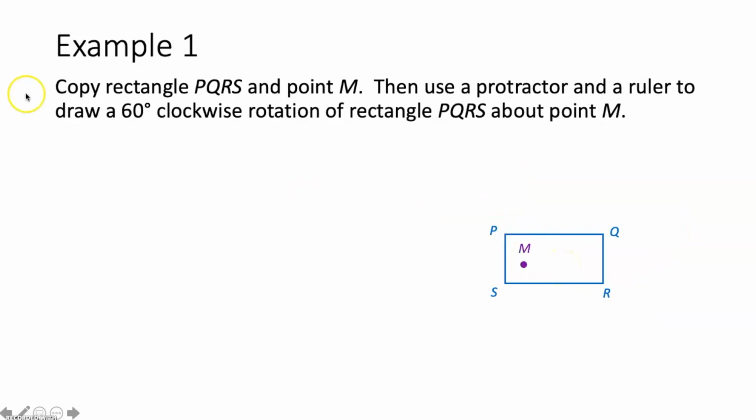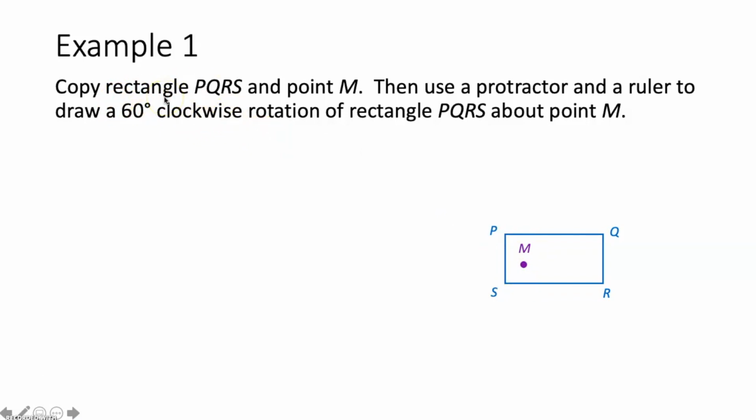What's that, people? I guess it's example time. Now example 1 says copy rectangle PQRS and point M. Then use a protractor and a ruler to draw a 60-degree clockwise rotation of rectangle PQRS about point M. So it's clearly a little different this time in that our center of rotation is inside of our figure. So what we're going to do is the exact same thing. We're going to rotate each point about point M, and it's going to be 60 degrees clockwise this time.